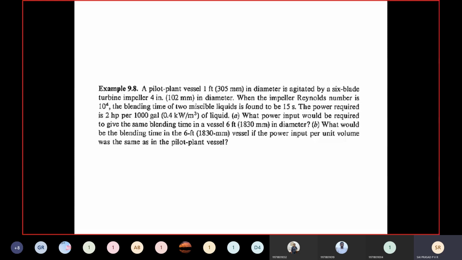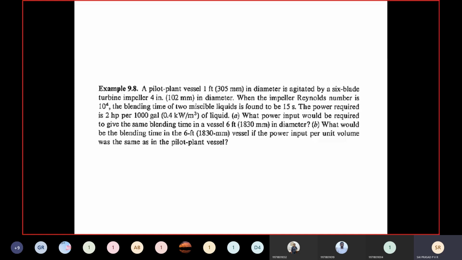This is very important. Then he has given two conditions to us. Condition number 1: what power input would be required to give the same blending time in a vessel 1830 millimeters in diameter? He is saying the blending time is the same. So what is the blending time in the pilot plant vessel? That is 15 seconds. So in the large process vessel, 15 seconds only.